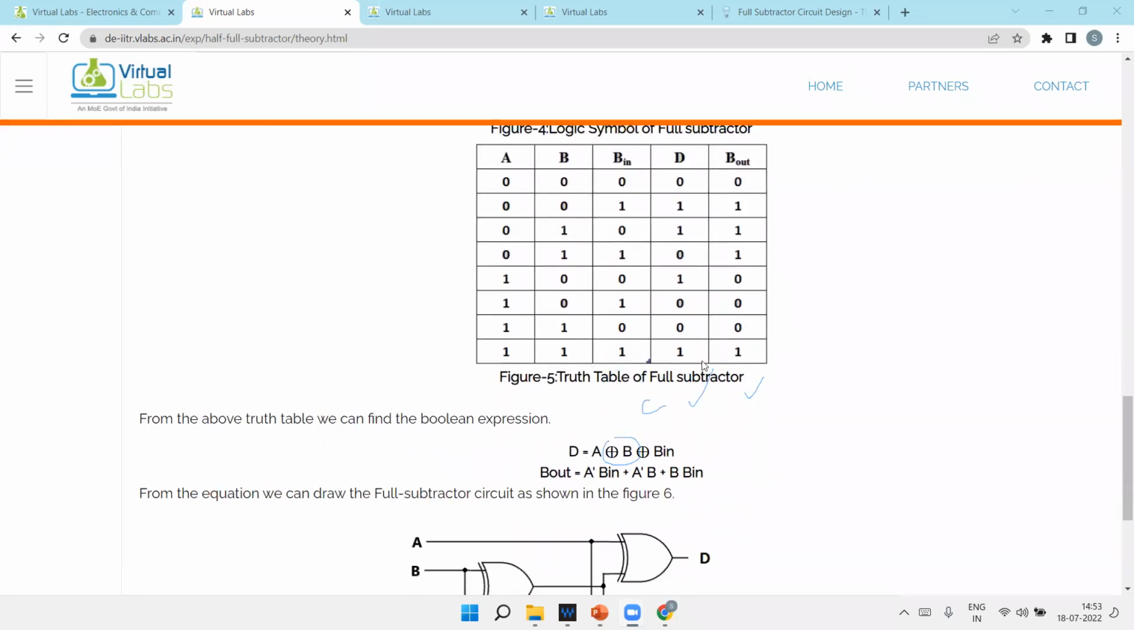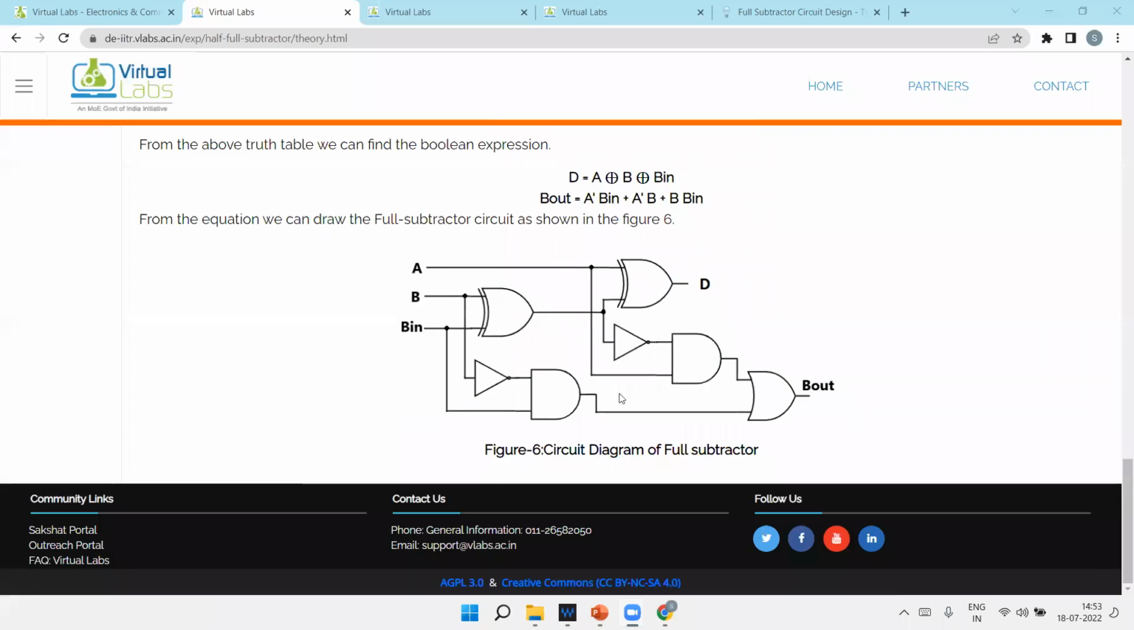After solving it, please check your answer whether it's correct or not. Difference will be A XOR B XOR C, meaning A XOR B XOR B in, and the borrow will be A bar B plus A bar B in plus B B in. Once you get it, draw the circuit according to the equation. Here they have not shown the XOR gate for A XOR B XOR C directly.